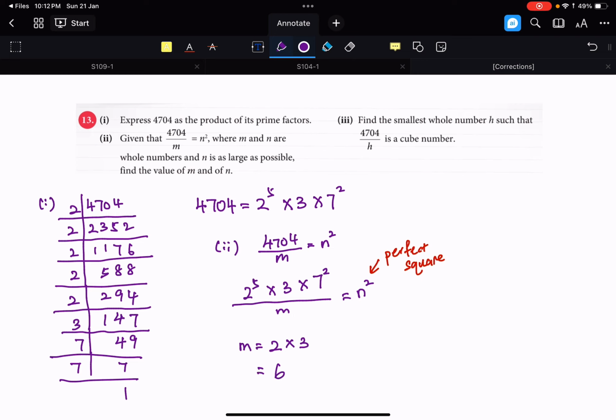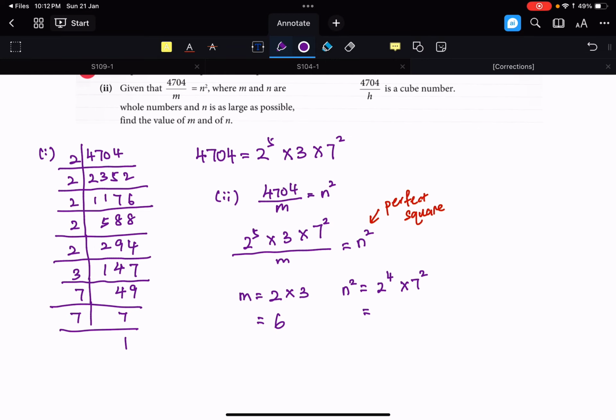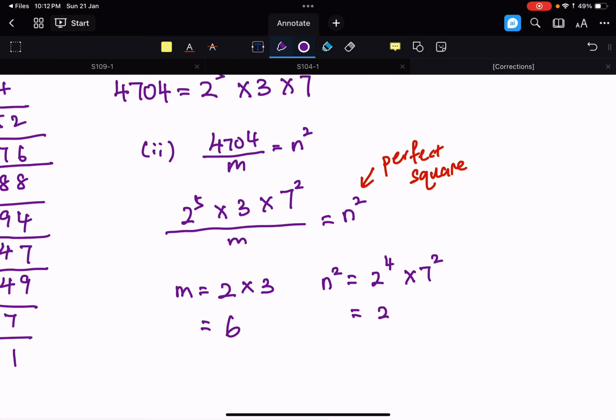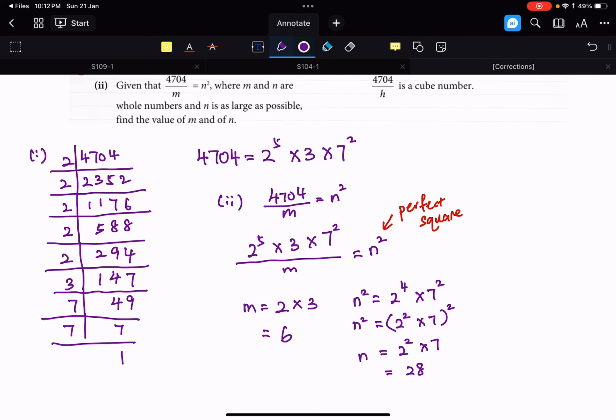So if m is equal to 6, then n squared will be equal to whatever is left behind, so it will be 2 to the power of 4 times 7 squared, right? So that means this is actually equal to, well, let me pull out the paper, need to zoom in a little bit. So this is 2 to the power of 2 times 7 squared, right? So that's what n squared is. So from here, n is actually 2 to the power of 2 times 7. That gives us 28.